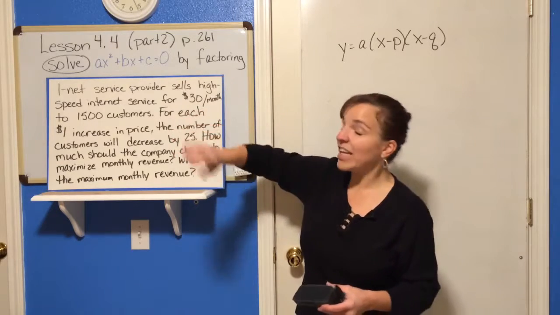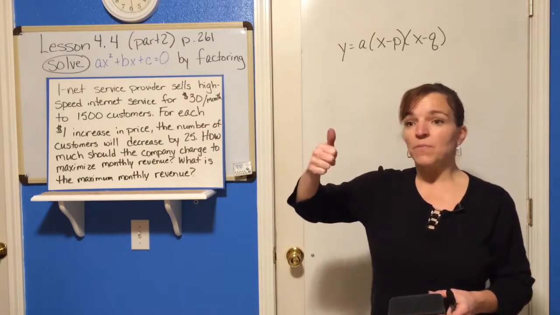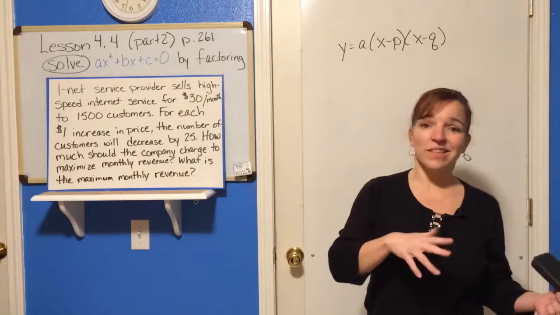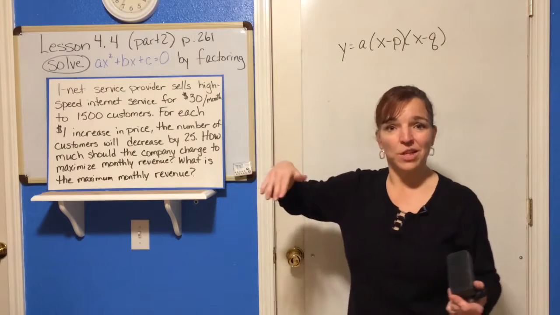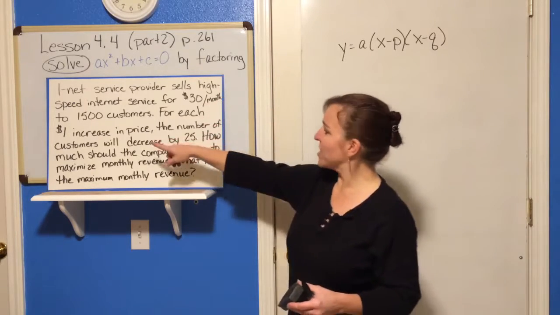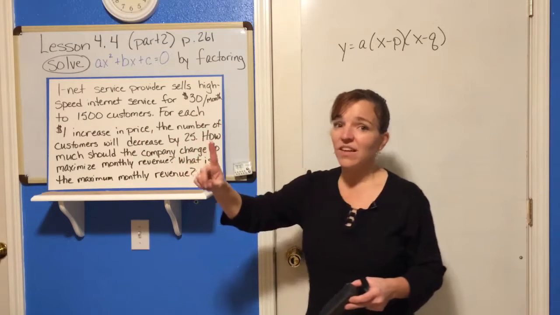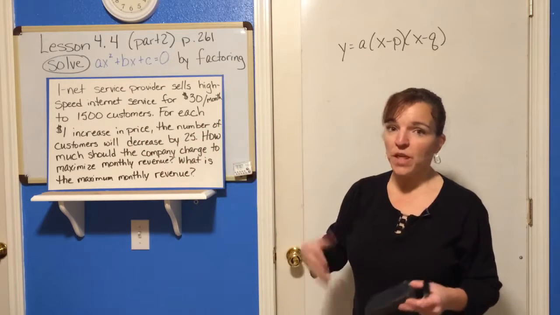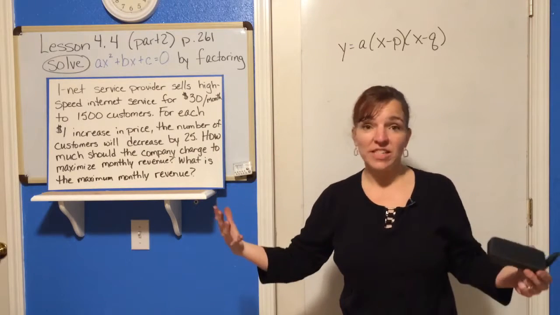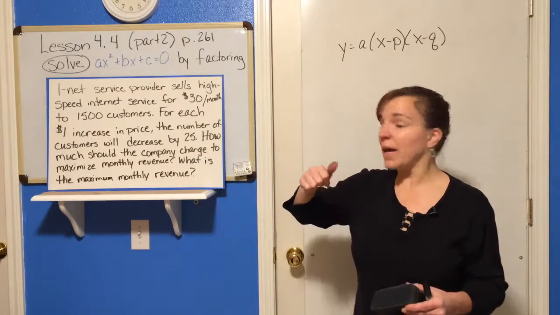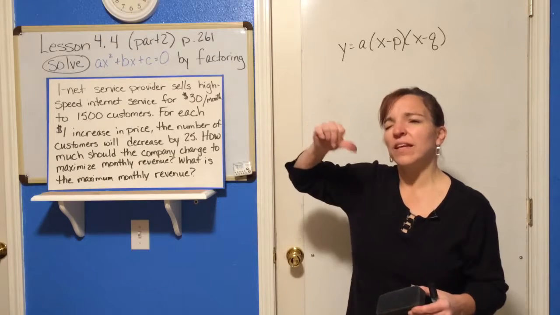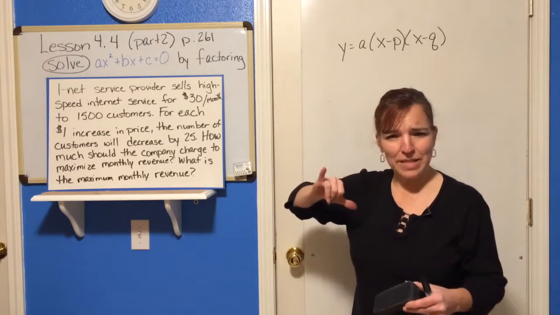Every time the company increases their prices, they lose customers because the customer says, oh, I can go somewhere else, or I don't really need high speed, I'm just going to go with low def, that type of thing. They found that every time they increase their price by $1, they lose 25 customers. So they want to increase their profits, but every time they increase their price, they have to figure in how many customers they're going to lose at the same time.